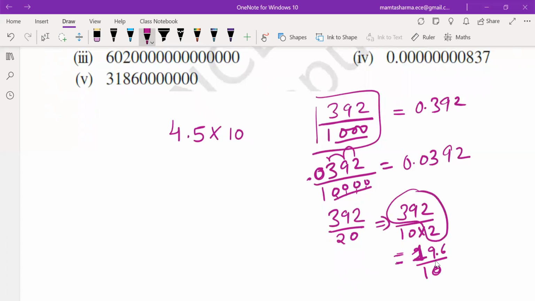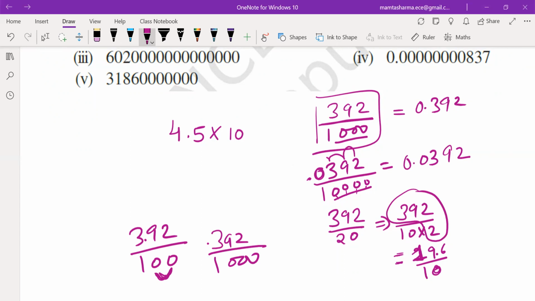Ma'am, if we write 392 by 10 into 10, 100. See, if you write 100, then how many zeros are there? 2. So place the decimal after 2 digits. If there are 3 zeros, place the decimal after 3 digits, 0.392. If there are 4 zeros, then there are only 3 digits, so you can add 1 more zero and place the decimal after 4 digits.